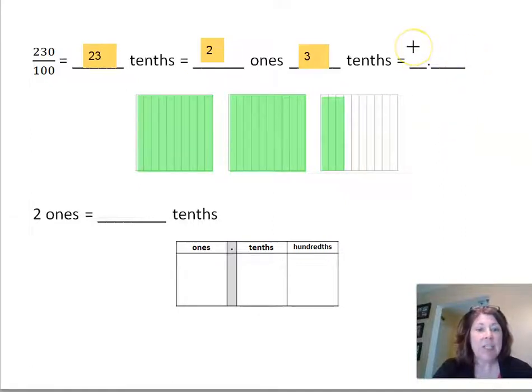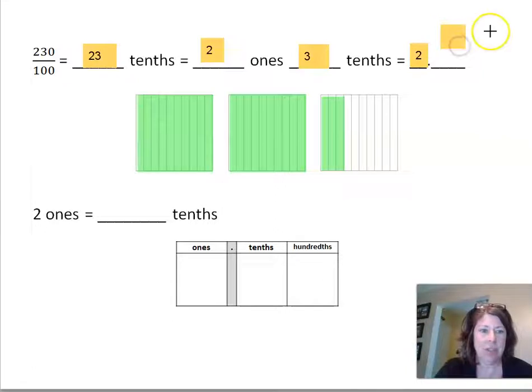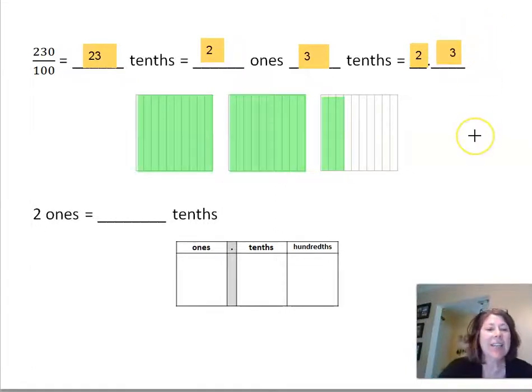So that means my decimal is going to be 2. Oh, can't even see that. Let's try that again. Technical difficulties. 2 point, still learning girls, 3. So my answer is 2.3.